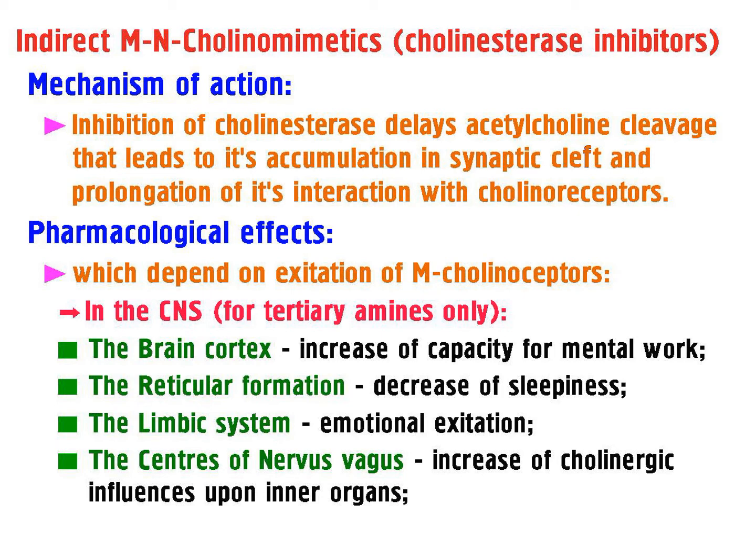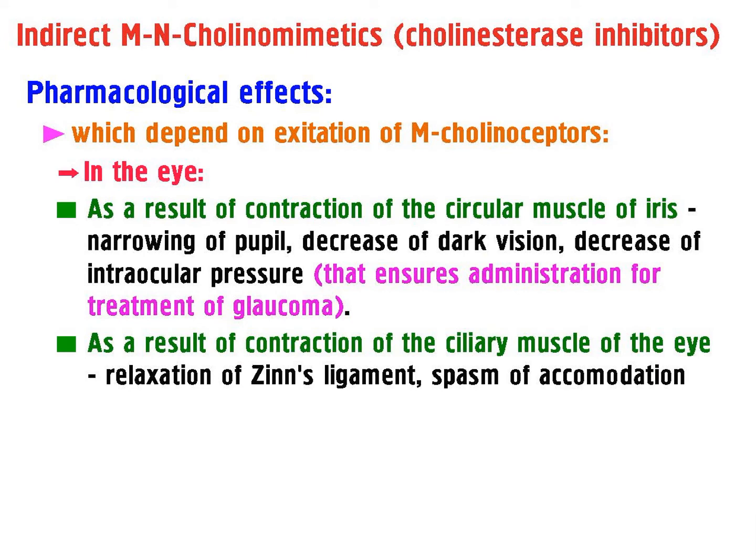The first group of effects are those which depend on the excitation of muscarinic receptors. In the CNS, these drugs, only those which can pass through the blood-brain barrier, can produce increased capacity for mental work, decreased sleepiness, emotional excitation, and increase of cholinergic influences upon inner organs. In the eye, as a result of contraction of the circular muscle of the iris, we can observe contraction of the pupil, decreased dark vision, and decreased intraocular pressure, which is extremely important because this effect is widely utilized in treatment of glaucoma. As a result of the contraction of the ciliary muscle of the eye, we can observe relaxation of Zinn's ligaments and spasm of accommodation.